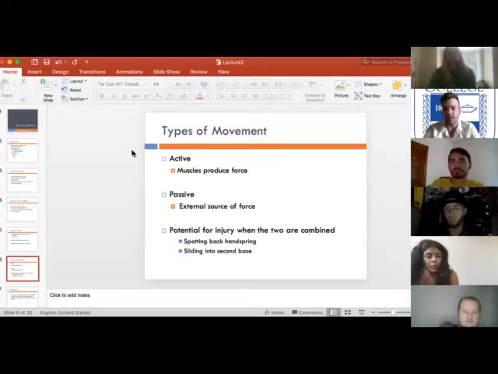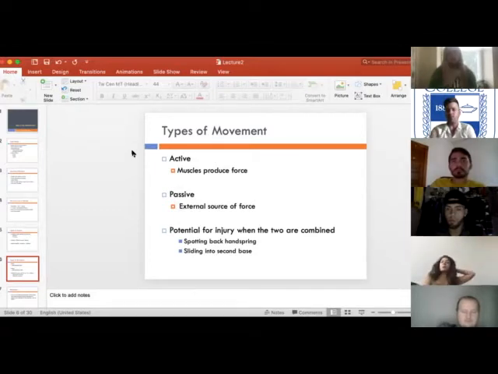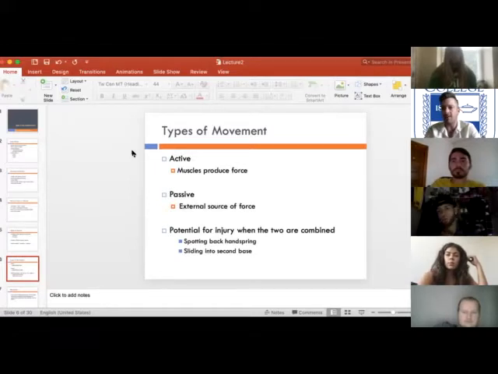You could also think of the same thing if I'm doing a bicep curl. My bicep is firing concentrically in order to lift the weight, but the weight is pulling down against that with the force of gravity, and that would be a large external force. So when you couple active forces with passive forces and the muscle gets stiffer, typically that's going to put all of the tension on a tendon. And that's potentially a way that tendon injuries can occur.